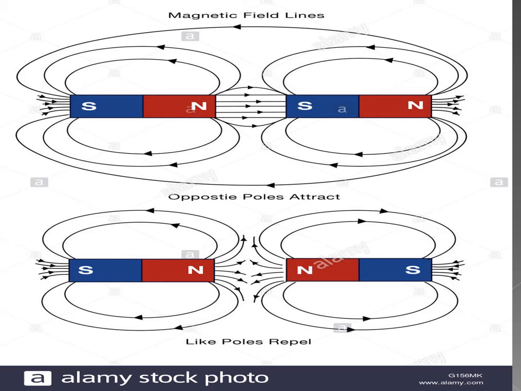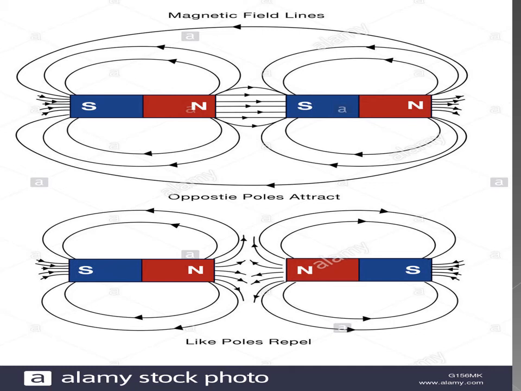The degree of closeness of the field lines determines the relative strength of the magnetic field. The magnetic field is strong where the magnetic field lines crowd together and weak where the magnetic field lines are separated.